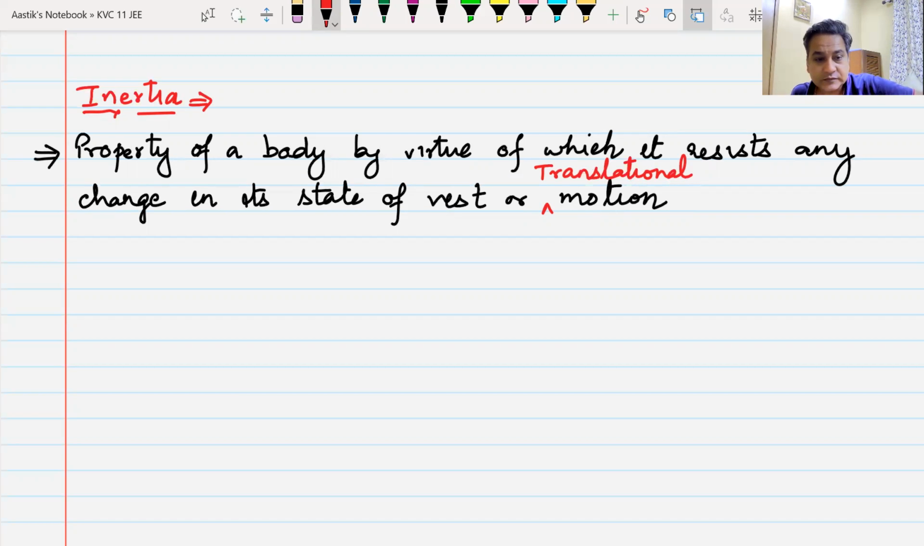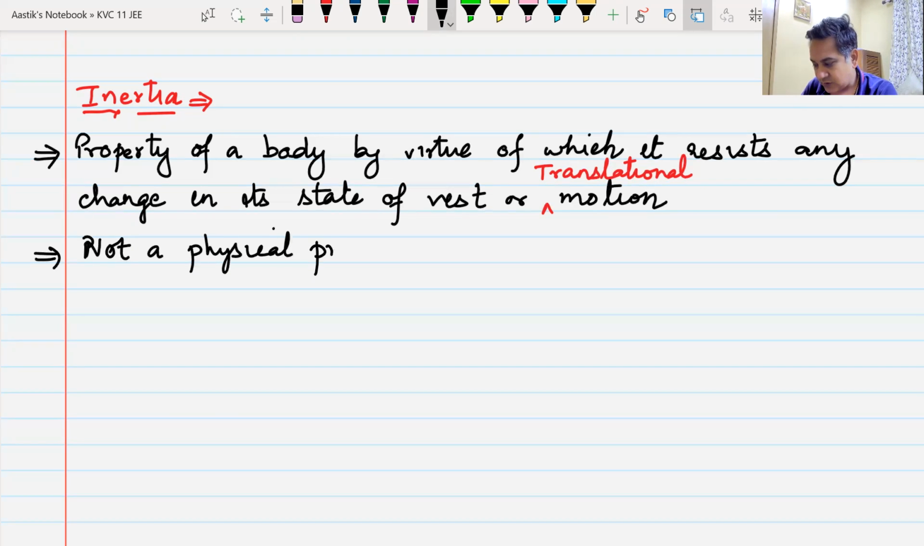Okay, now you must remember that inertia is not a physical property. Inertia in itself is not a physical property that can be measured. So it's not a physical property. It cannot be measured.